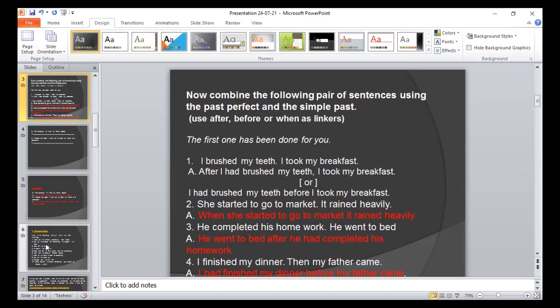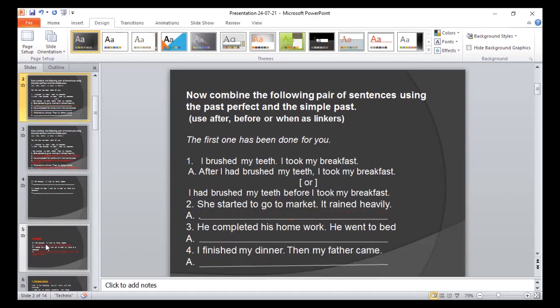And the third one is, he completed his homework, he went to bed. Went is used as a linker. He went to bed after he had completed his homework. After is used as a linker. He went to bed after he had completed his homework. I finished my dinner. Then my father came. I had finished my dinner before my father came. Here before is used as a linker.